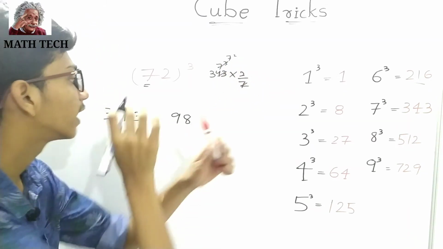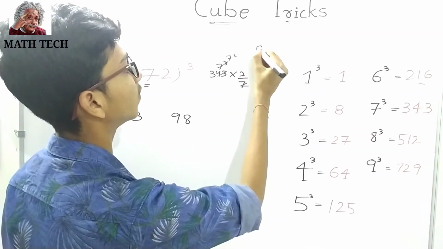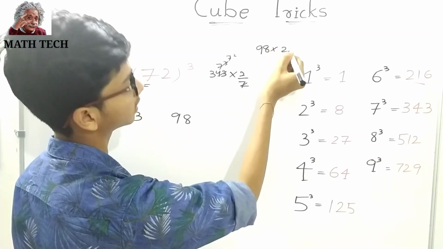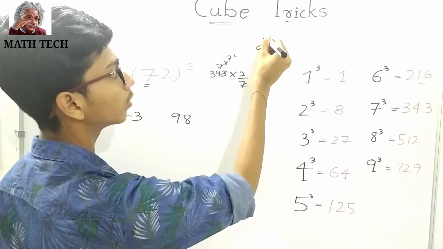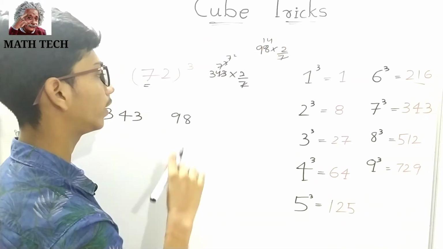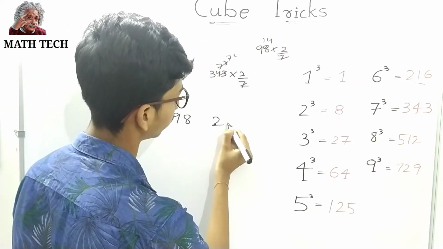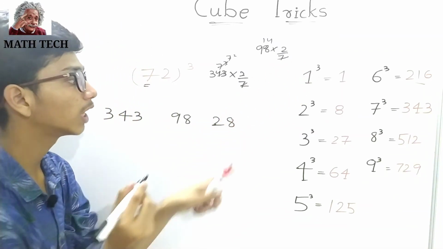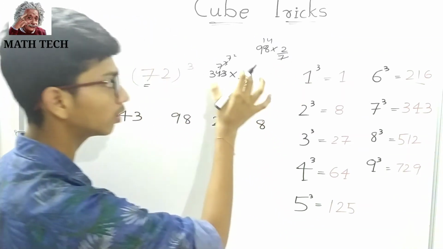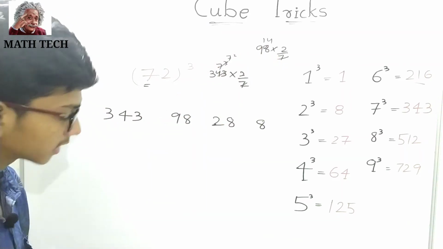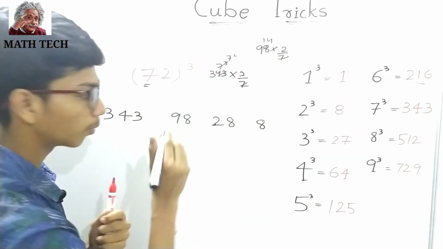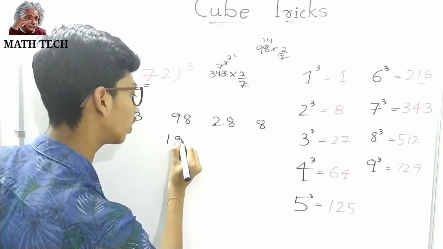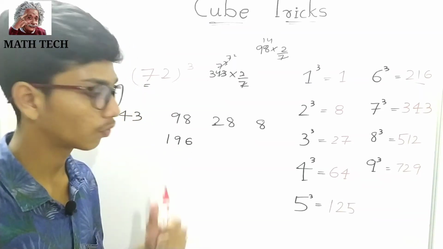Again, 98 into 2 by 7 is 28. And 28 into 2 by 7 is 8. We found the 4 values: 343, 98, 28, 8. Simply double the middle values. If we double these values, we will get 196 and 56.